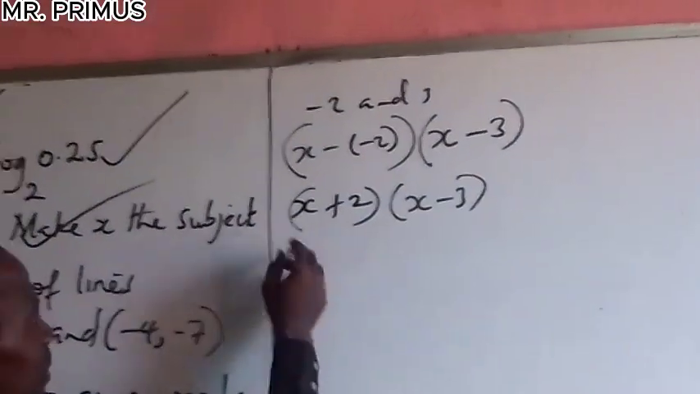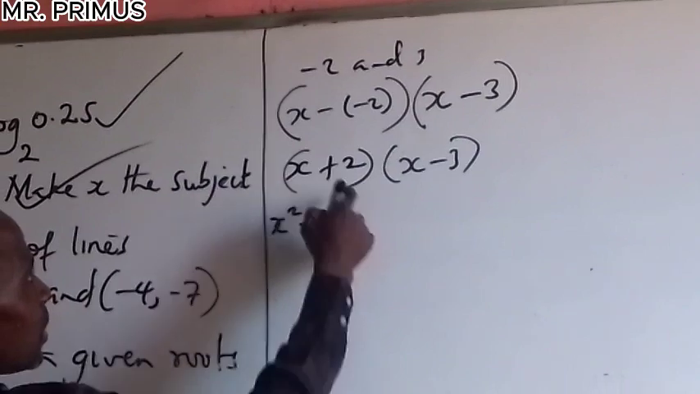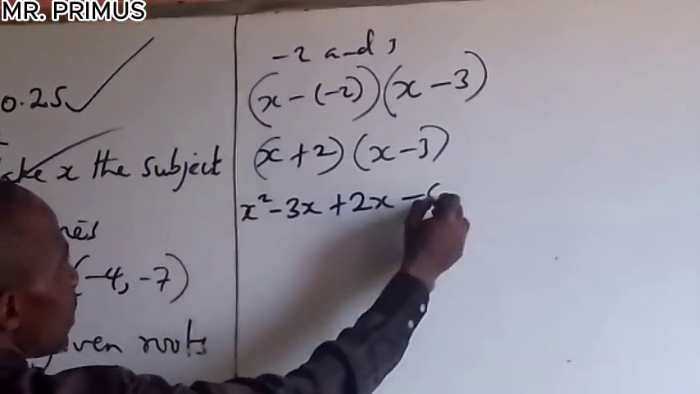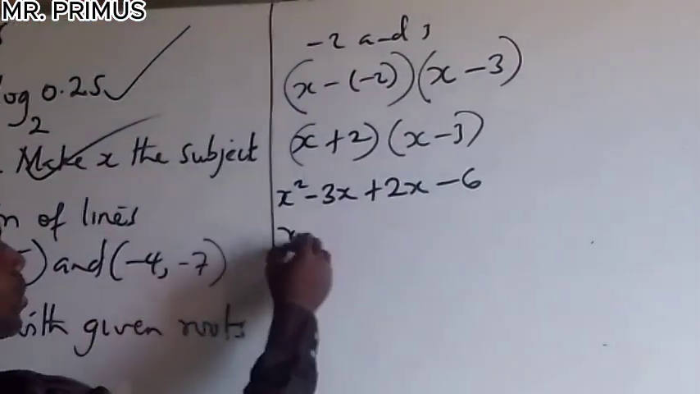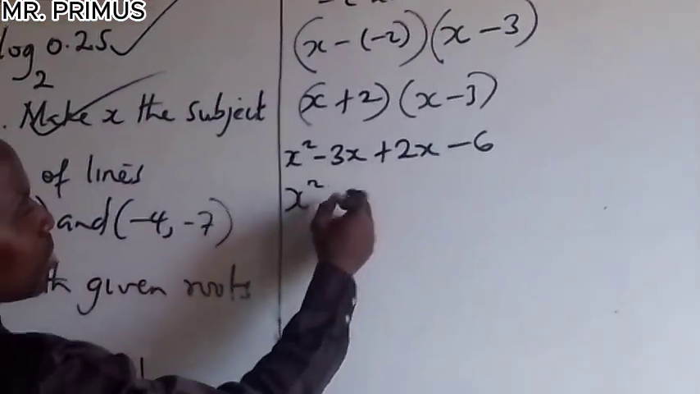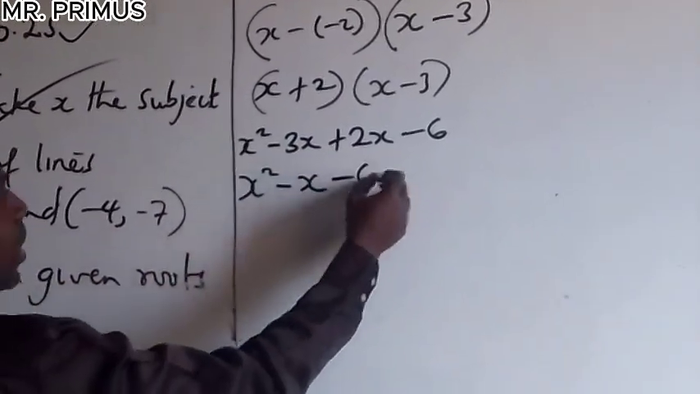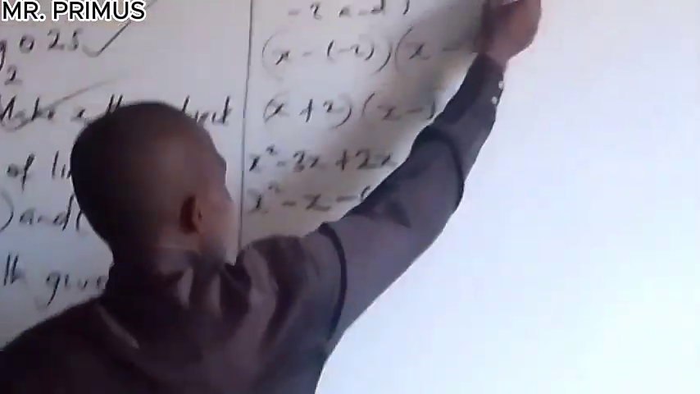Very simple. So x times x is what? X raised to power 2. X times minus 3 is minus 3x. 2 times x is plus 2x. 2 times minus 3 is minus 6. Look at it. So x raised to power 2, minus 3x plus 2x is minus x, minus 6. So this is the equation. Very simple.